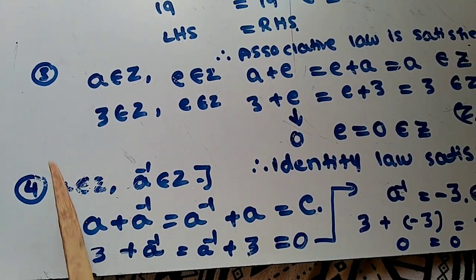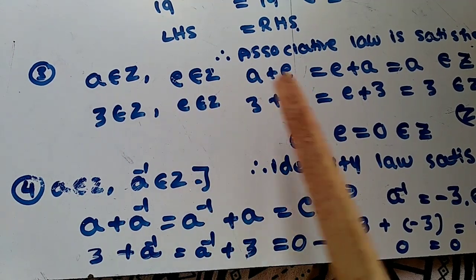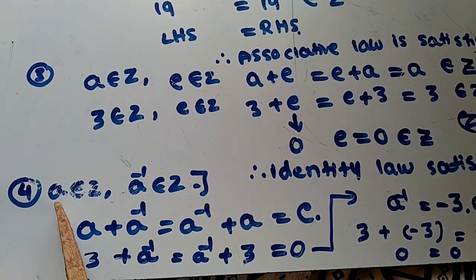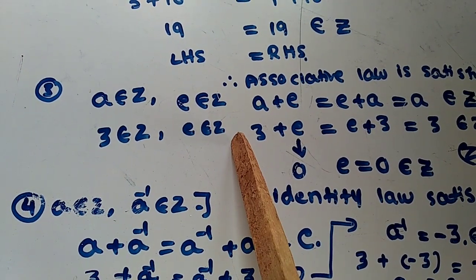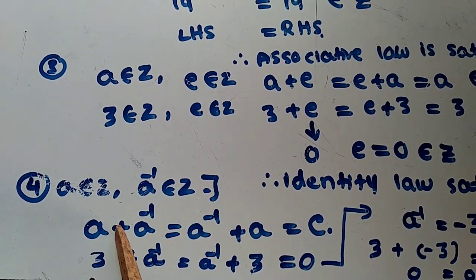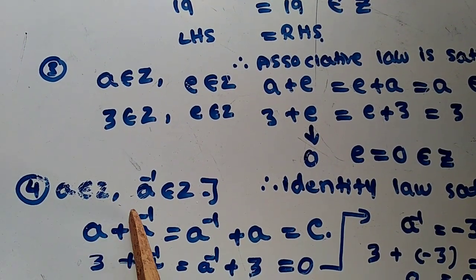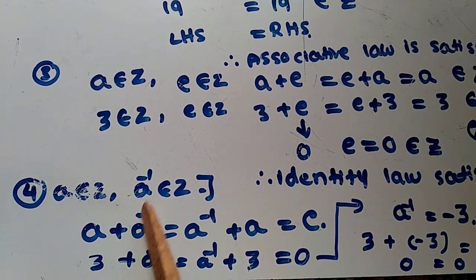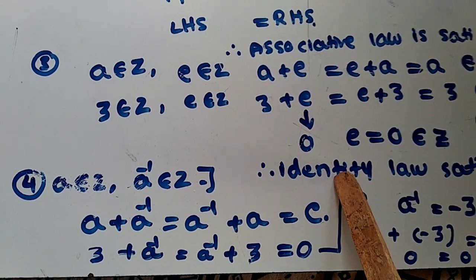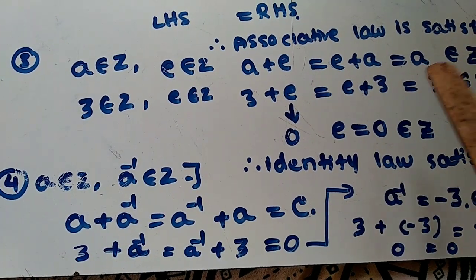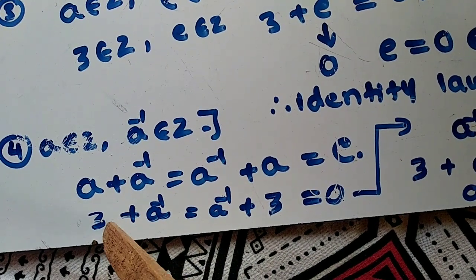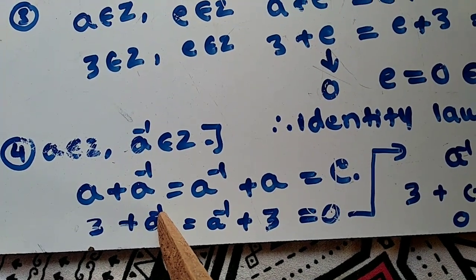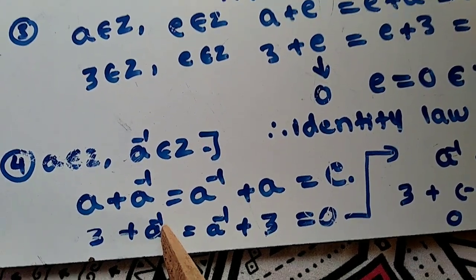Come to the last one, which is nothing but the inverse. Inverse means: take any number, which should belong to Z, and the inverse of this element should also belong to Z. Here I am using plus, because the given operation is plus. A plus A inverse is equal to A inverse plus A is equal to the identity element. We already found the identity element, which is 0. So here 3 plus A inverse. We don't know A inverse, right? So I'm just writing A inverse as it is.